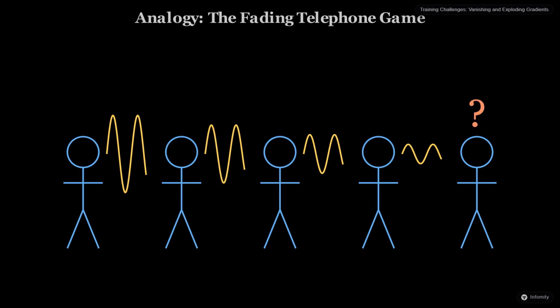This is precisely what happens with vanishing gradients. The error signal, our message, gets progressively quieter as it travels backward through deep layers, eventually disappearing before it can inform the initial layers how to adjust.